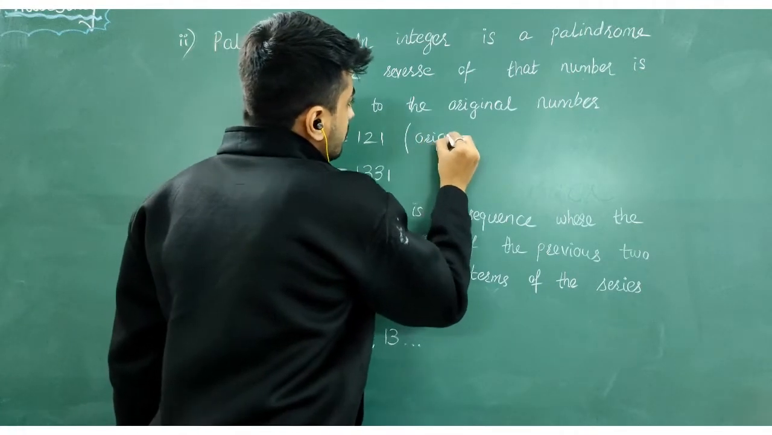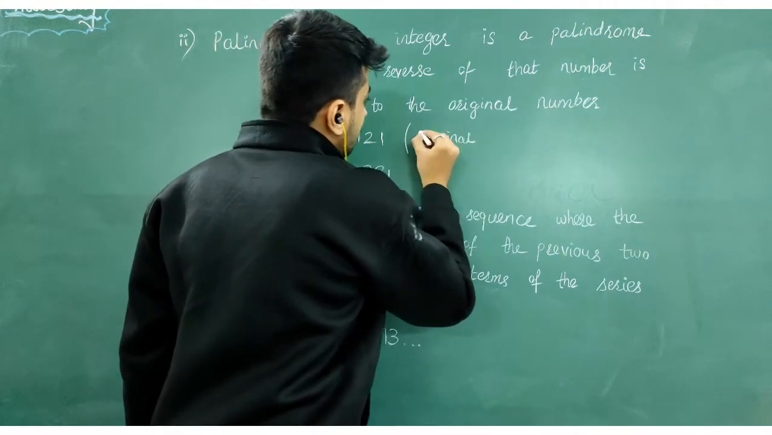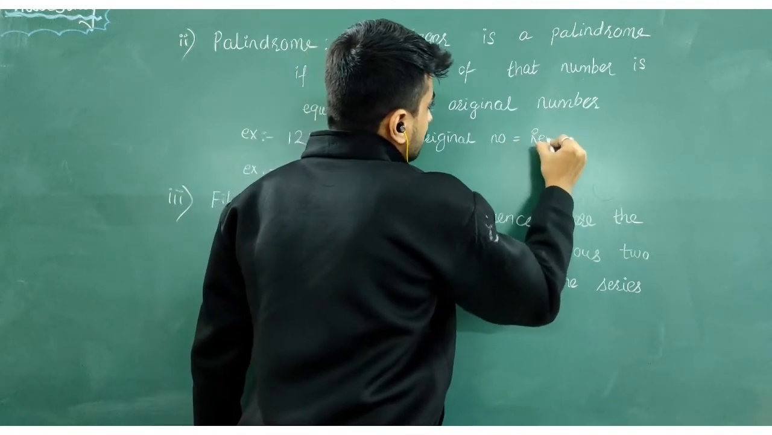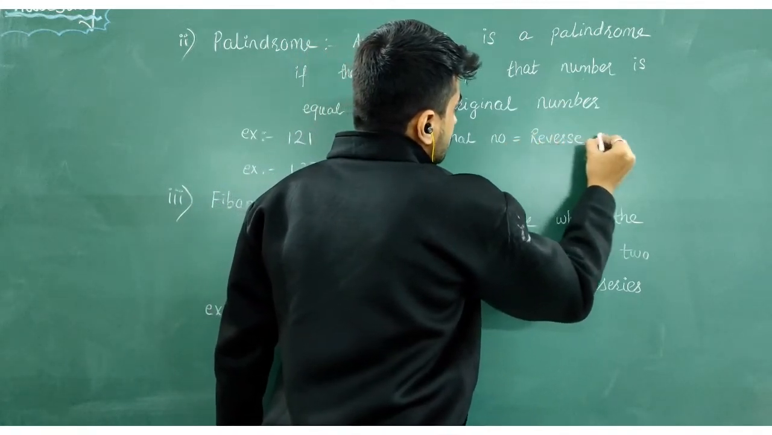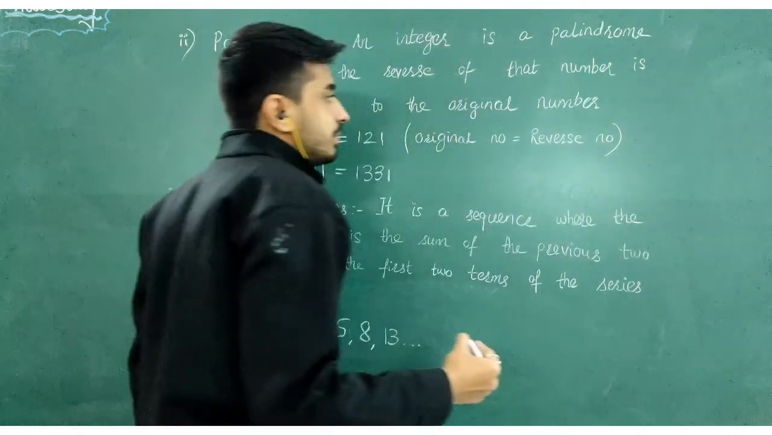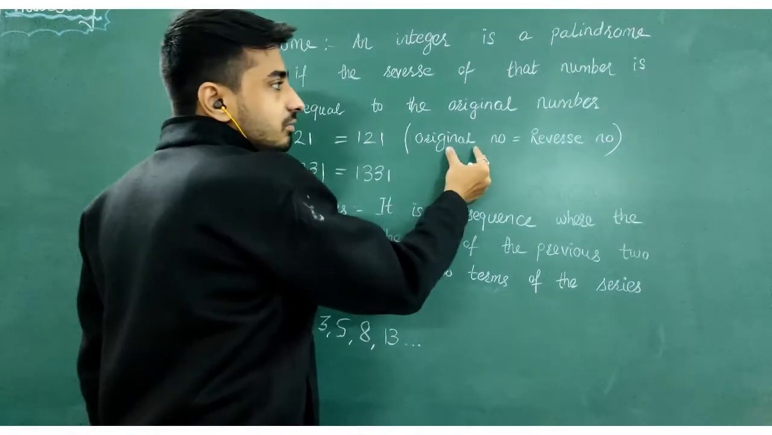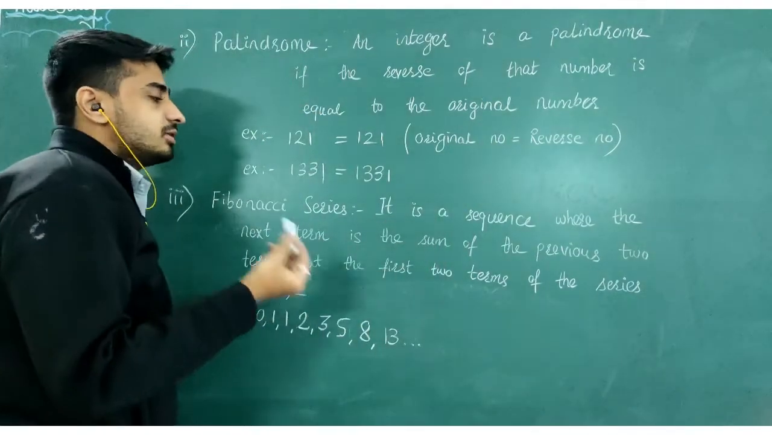Okay, that is the thing. If the original number is equal to the reverse number, that is known as palindrome. If we just reverse this number and it becomes equal to the original number, that is known as palindrome.